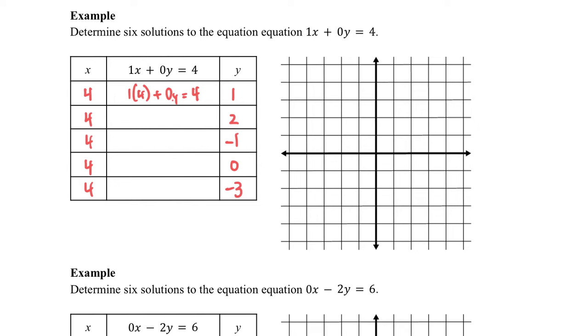So when you go to graph this, you have this point, and this point, and this point, and this point, and this point. Look what's being formed here. Turns out that this is just going to be a vertical line.